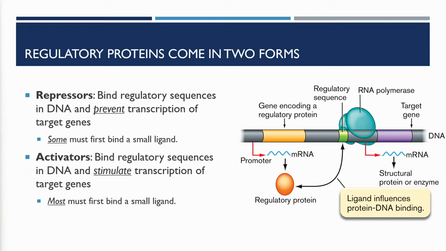There are two counteracting forms of gene regulation: repressors and activators. Repressors bind the regulatory sequence in the DNA, that's this sequence here in green, and prevent transcription of the target genes. Many of these repressors can repress without binding a ligand, but some of them have to first bind a small ligand. Activators, on the other hand, bind the regulatory sequence in DNA and stimulate transcription of the target genes. But most of the activators actually have to bind a small ligand first.